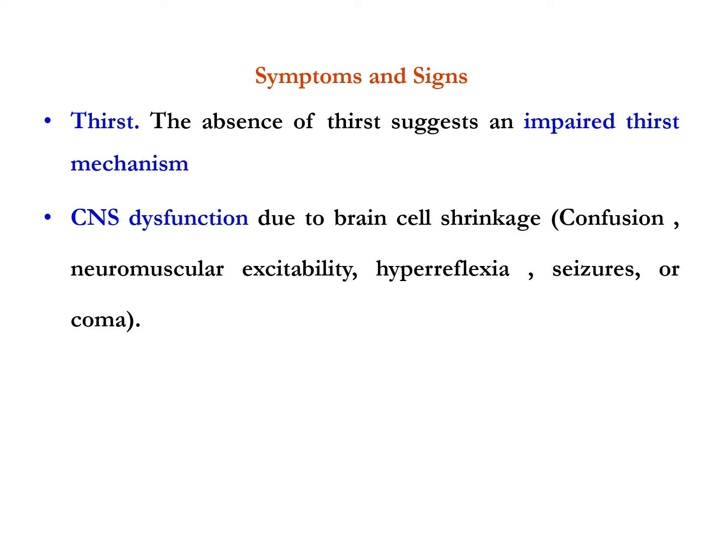Symptoms and signs of hypernatremia: thirst. The absence of thirst suggests an impaired thirst mechanism. Also, the patient commonly presents with CNS dysfunction due to brain cell shrinkage. The patient may present with confusion, neuromuscular excitability, hyperreflexia, seizures, or coma.